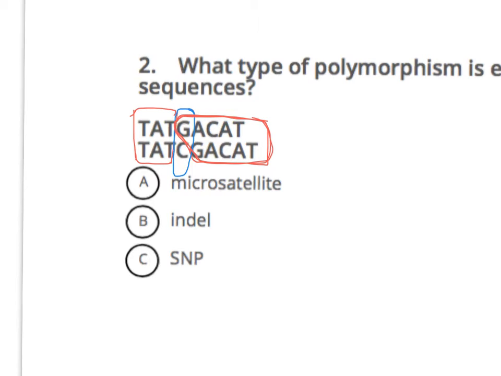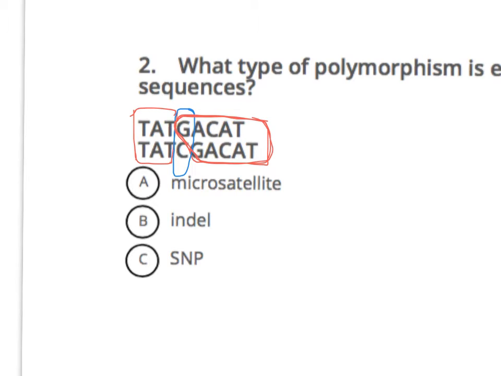Yeah, please. So we're going to talk about microsatellites today, and I will definitely do that, absolutely. So any questions about single nucleotide polymorphisms, indels? So microsatellites. Indel or single nucleotide polymorphism? It's a type of, microsatellite is a type of indel.